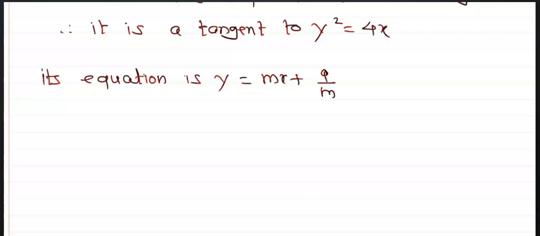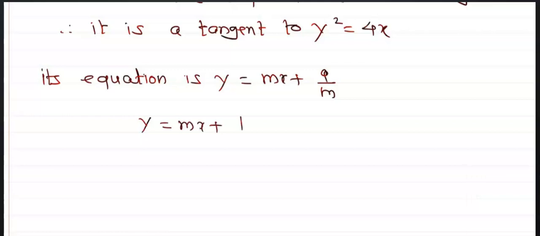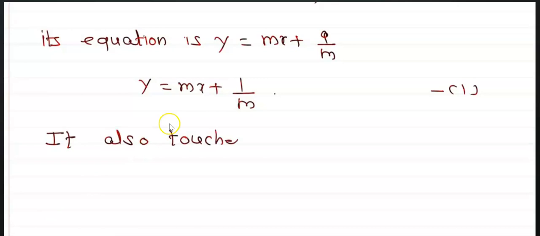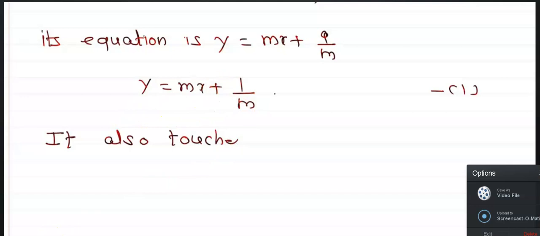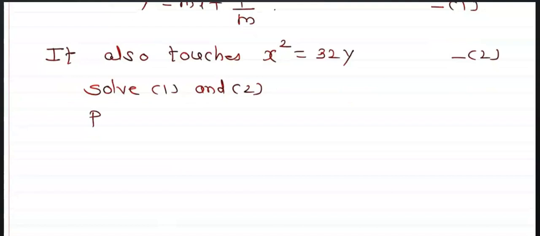Its equation is y equals mx plus a upon m. That is the equation of the tangent in terms of the slope. All these problems are very tough. You have to remember and practice a number of times. Therefore, y equals mx plus a upon m, and the value of a is 1. So y equals mx plus 1 upon m. It also touches x square equals 32y. Therefore, solve equations 1 and 2.